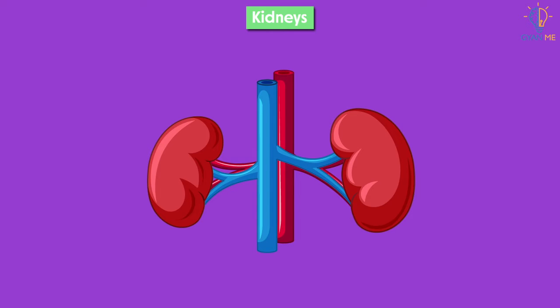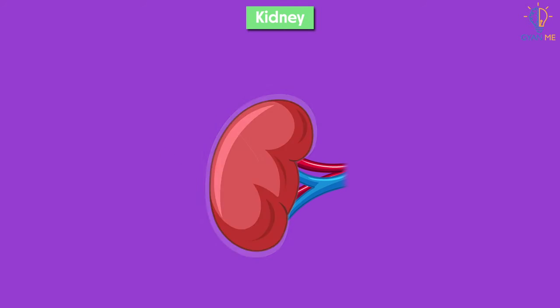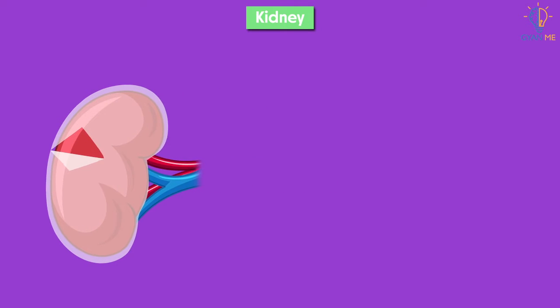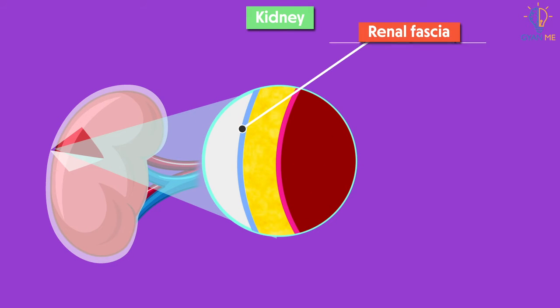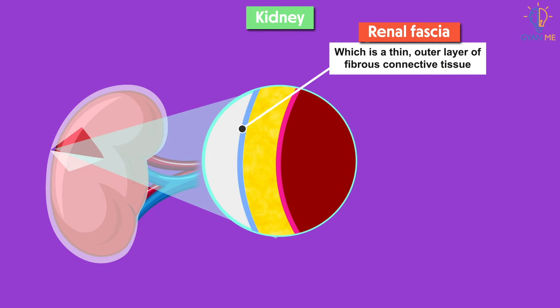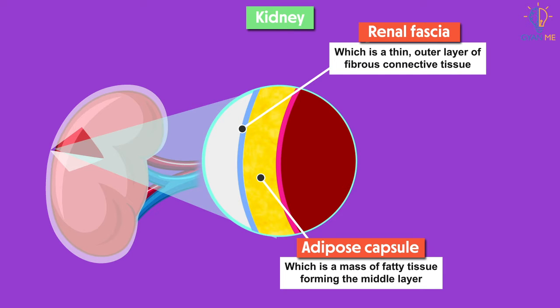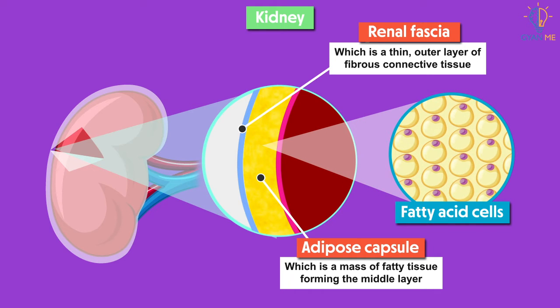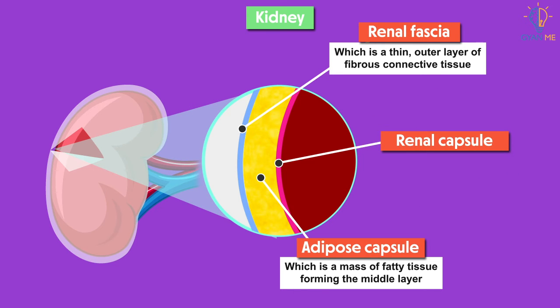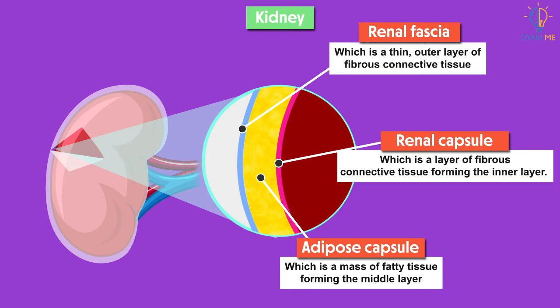As you know, each kidney is bean-shaped and brownish in color. It is surrounded by 3 layers of tissue. First, the renal fascia, which is the thin outer layer of fibrous connective tissue. Second, the adipose capsule, which is a mass of fatty tissue forming the middle layer. Yes, students, it is made up of fatty acid cells to protect it from shocks and jerks. Third, the renal capsule, which is a layer of fibrous connective tissue forming the inner layer.